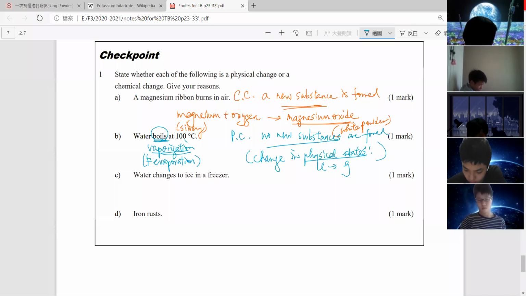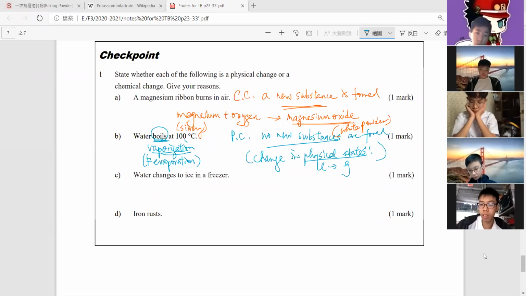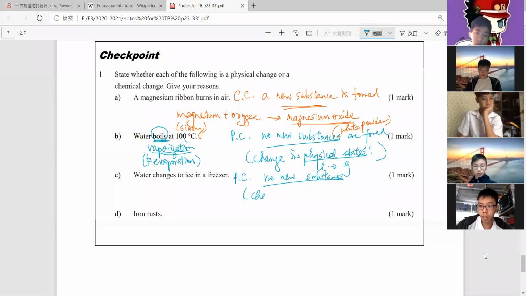Water changes to ice in the freezer. Physical change. Why? It turned into a solid state. Yeah, the same argument as B, right? No new substances are formed again. It's just a change in physical state, but this time it is from liquid turned back to solid.